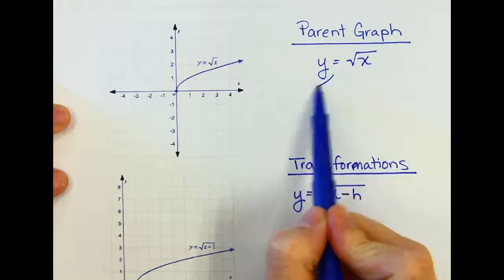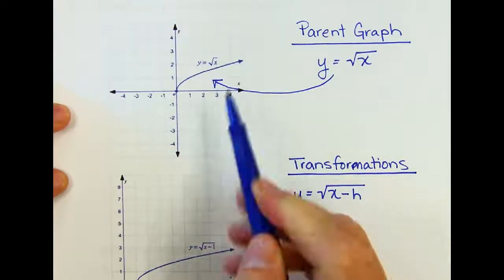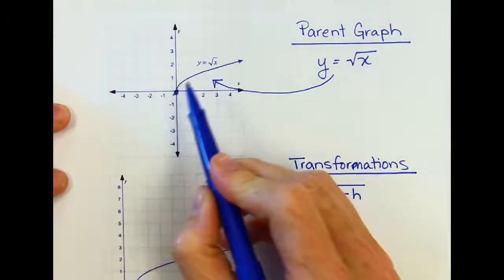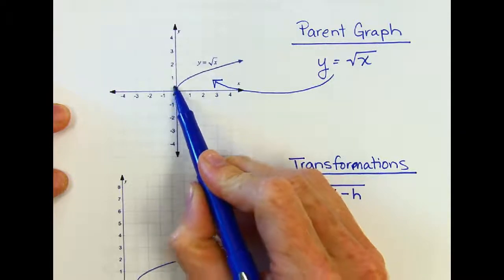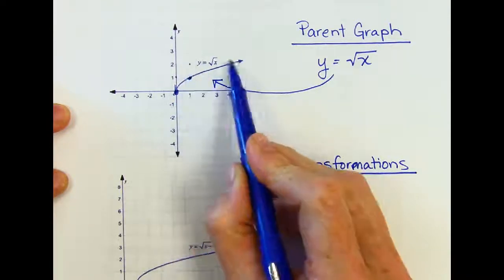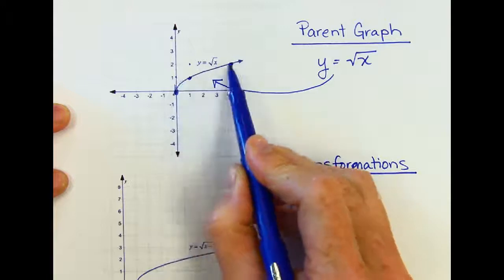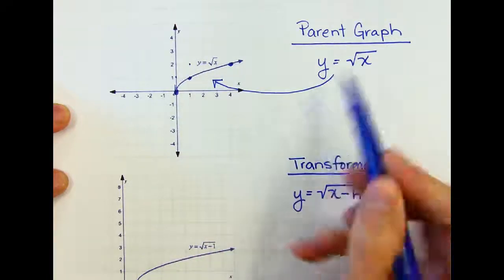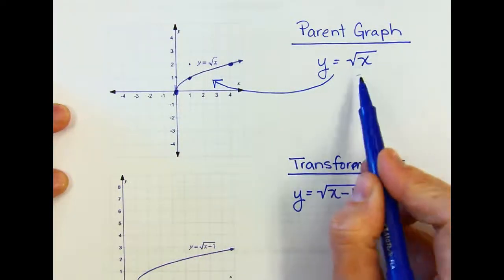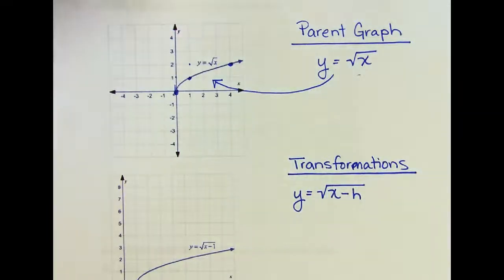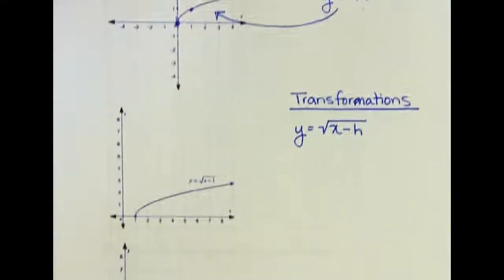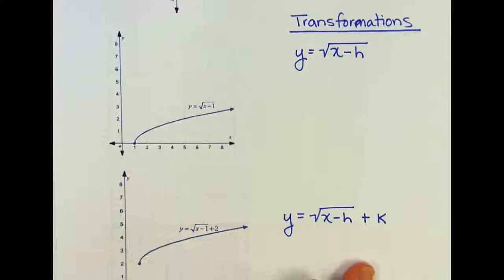Now, this is the parent graph of a square root function. It starts at 0, and it simply goes up 1 over 1, up 1 over 3 by transformations. Now, you can certainly do this with a table very quickly, but we taught you how to do transformations. Now, there's two types of transformations.